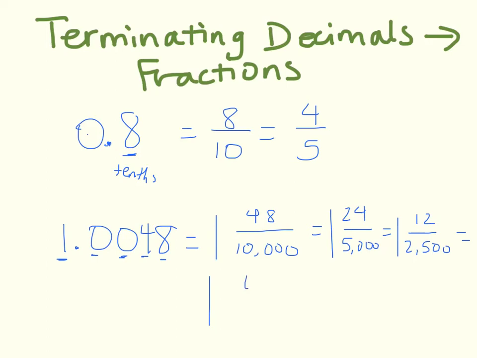So I have 1 and 6 over 1,250. They can be divided by 2 again: 1 and 3 over 625. And I say, well, can 625 be divided by 3? 6 plus 2 is 8. 8 plus 5 is 13. 3 doesn't go into 13. So it's simplified all the way.